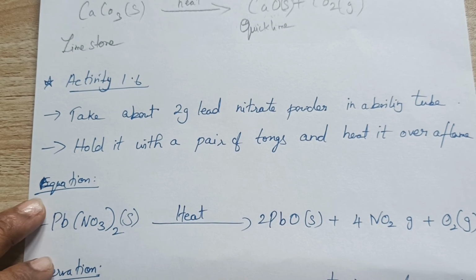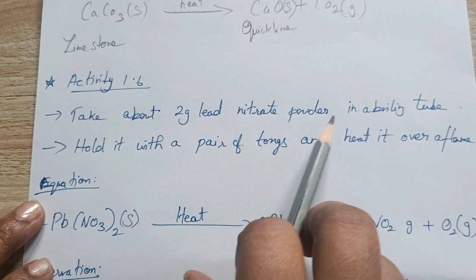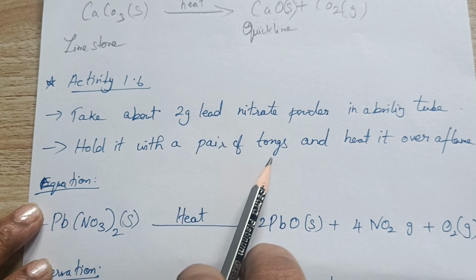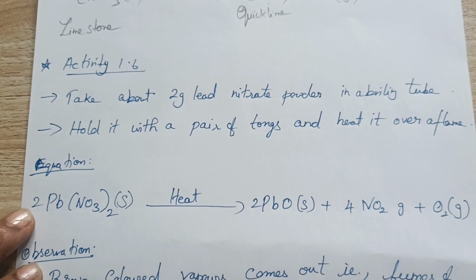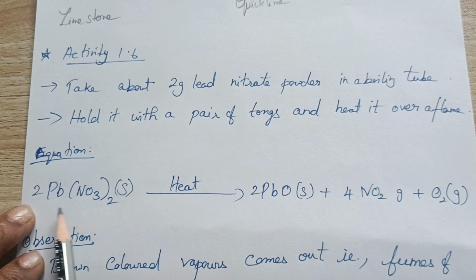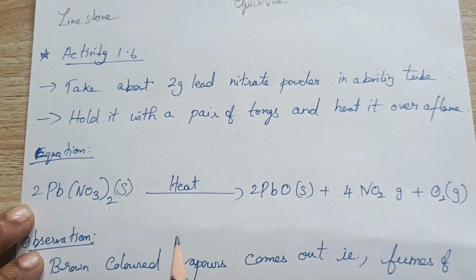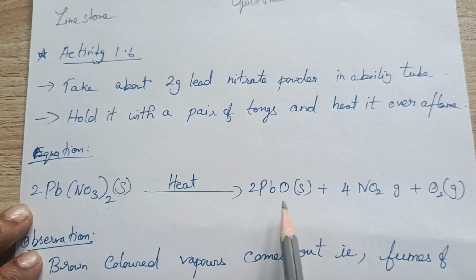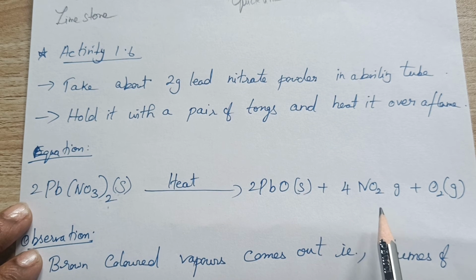Next, activity 1.6. Take about 2 gram lead nitrate powder in a boiling tube, hold it with a pair of tongs and heat it over a flame. First we'll write the equation. Lead nitrate formula, Pb(NO3)2, it is a solid, solid crystals. While heating it becomes lead oxide. Lead oxide plus nitrogen dioxide plus oxygen will be produced.